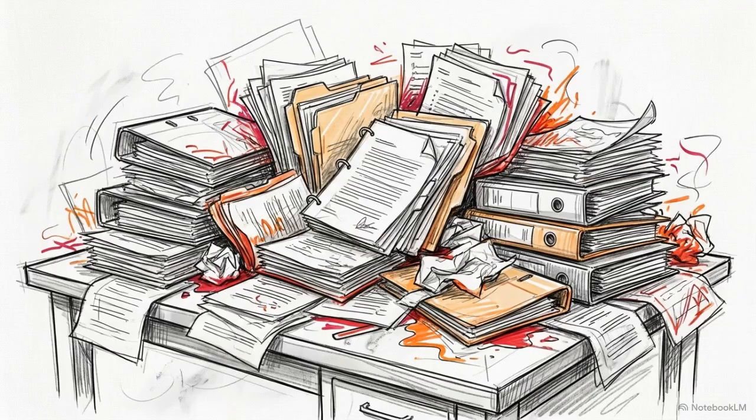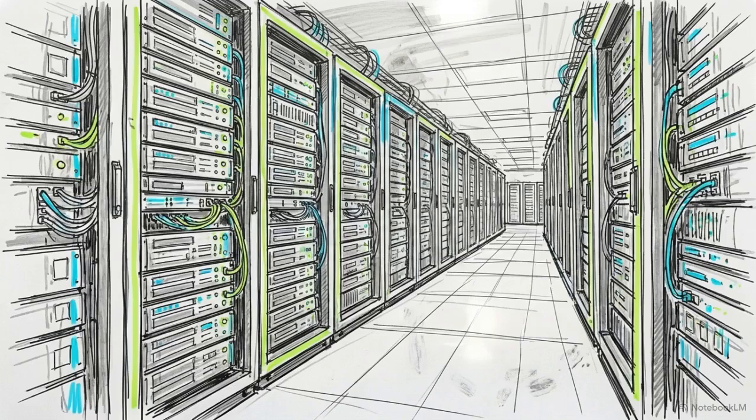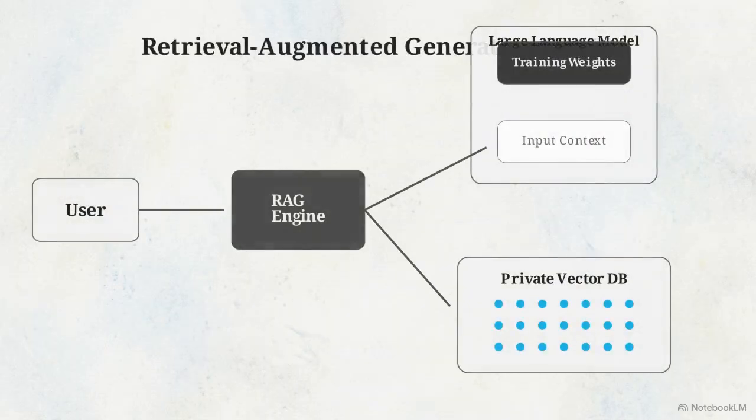So how does an organization actually feed its private documents to an AI? Retraining a massive model from scratch every time a company generates a new report would cost millions. This flowchart illustrates a secure framework, Retrieval Augmented Generation, or RAG.